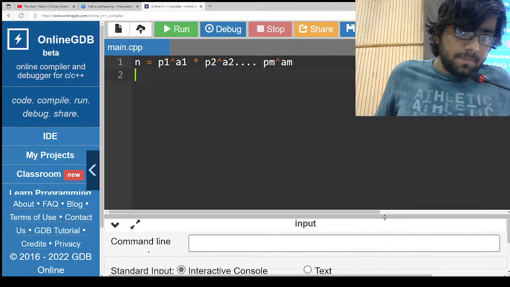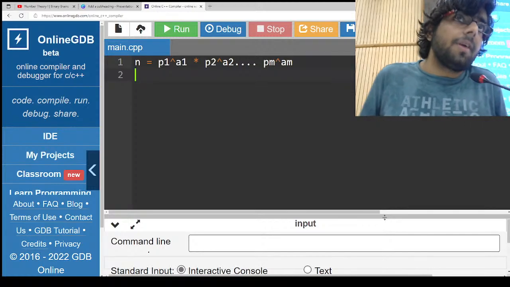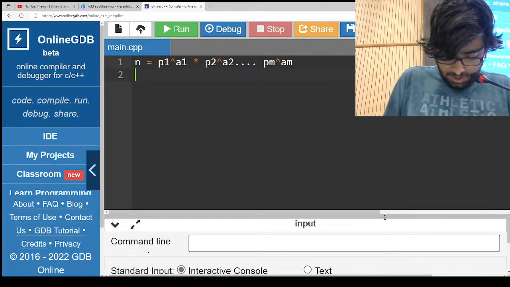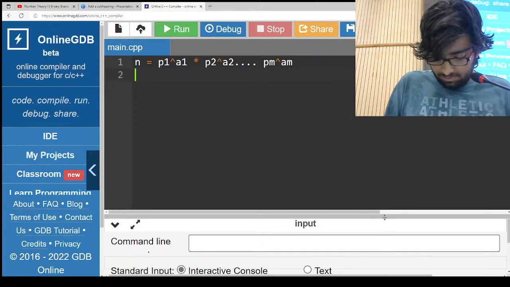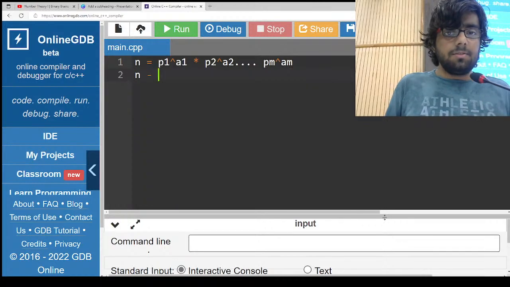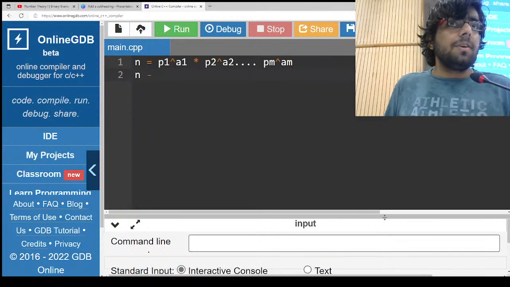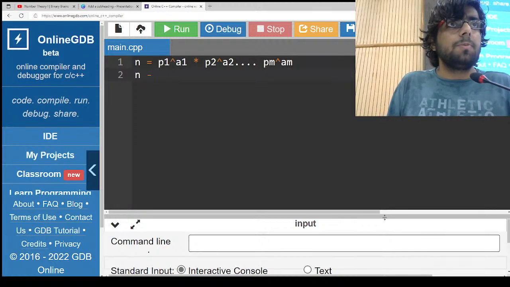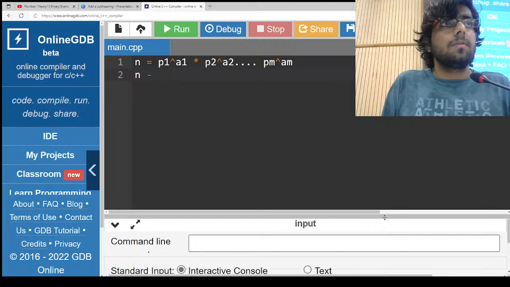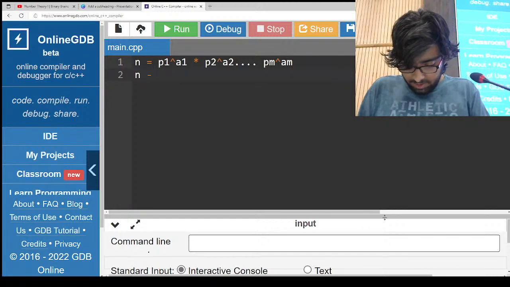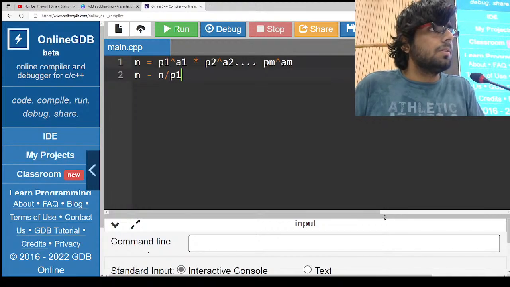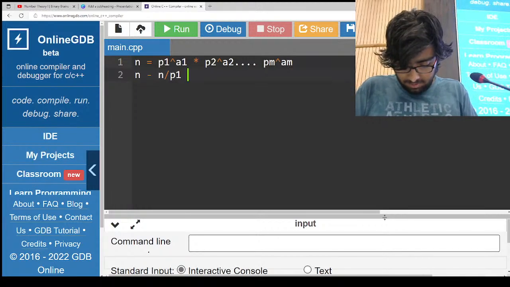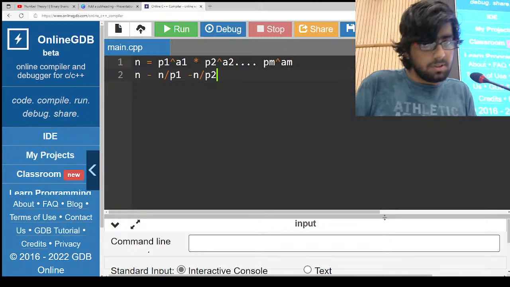Now we have to find the number of integers which are coprime to n. Initially we consider that all are coprime. So n minus, we know that the multiples of p1 are not coprime with n. So there are n by p1 multiples of p1, right? So n by p1. Similarly, we eliminate the multiples of p2, right? So minus n by p2.